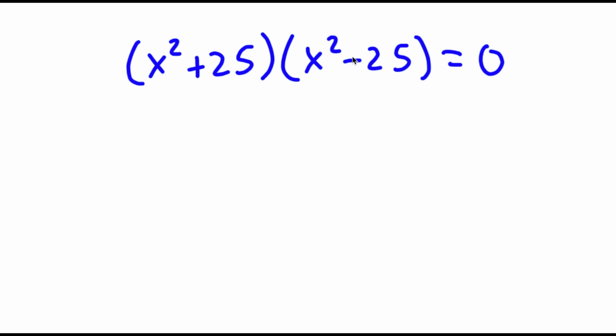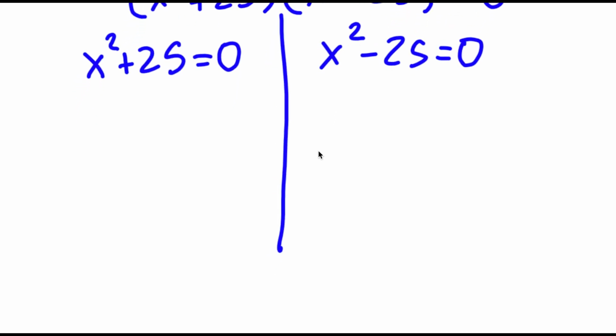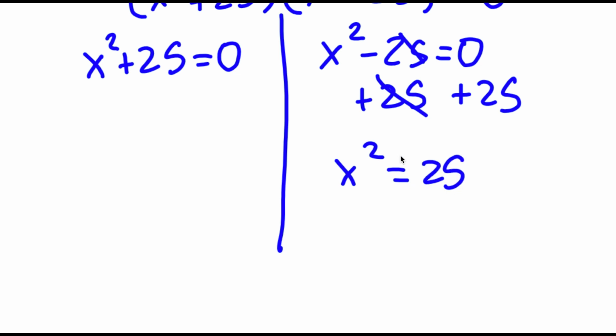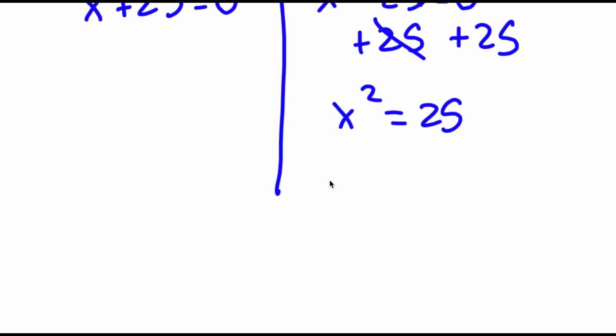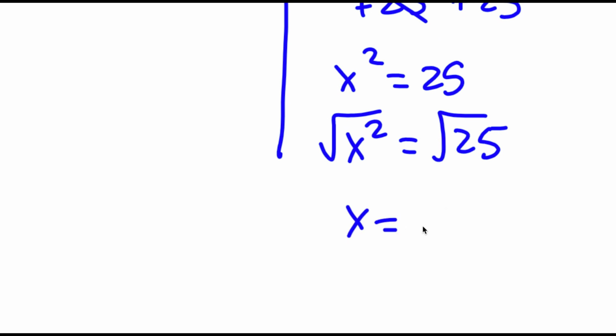So now this is actually going to give me two equations. I have x squared plus 25 is equal to 0, and I have x squared minus 25 is equal to 0. So let's first start by solving x squared minus 25 equals 0. To solve this, I'm going to add 25 on both sides. So now I have x squared is equal to 25. And now, to solve this, I simply have to take the square root on both sides. So I have the square root of x squared is equal to the square root of 25. The square root of x squared is x, and the square root of 25 is positive or negative 5.